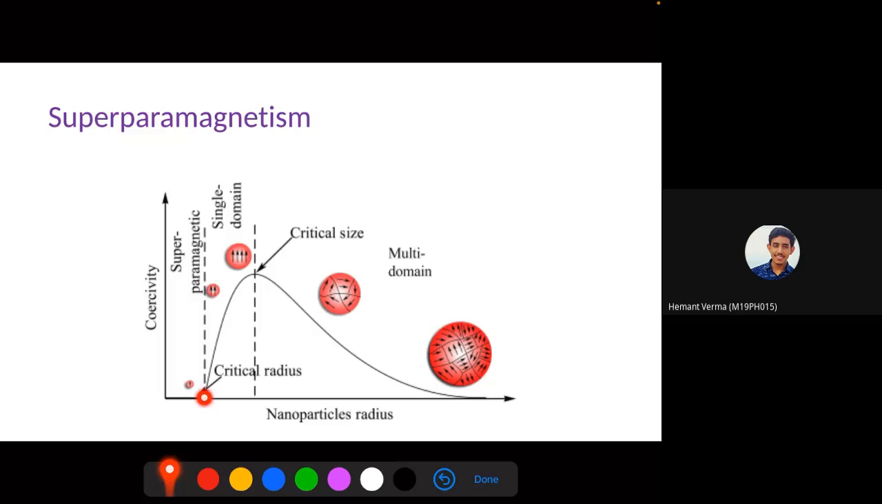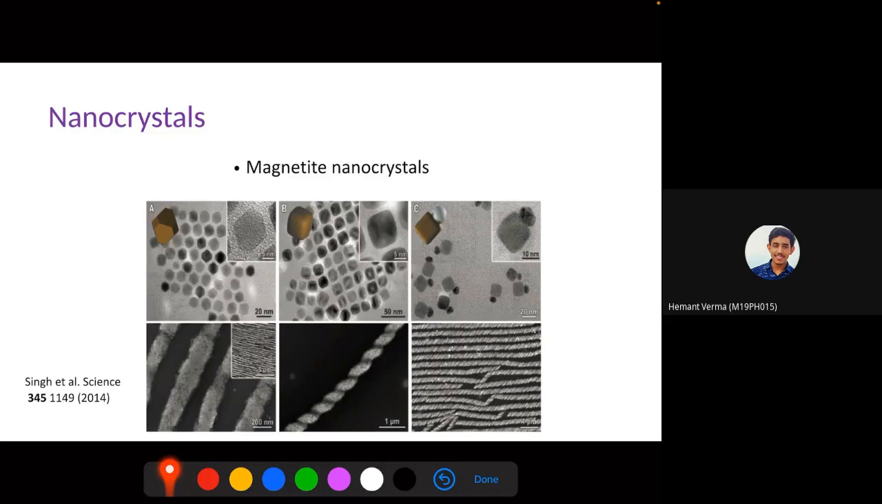But once you reach another critical radius or critical dimension, the ferromagnetic single domain particle will start fluctuating, and the coercivity will be zero, and it behaves like a super paramagnet. So these are some images, I think you can have a look. You can have different shapes, different sizes, in different dimensions. So this is a magnetite nanocrystal, one of the most studied ferromagnets. Yeah, a super paramagnetic system so far.